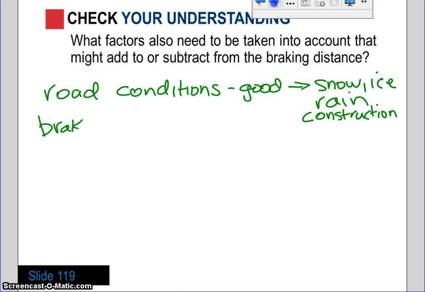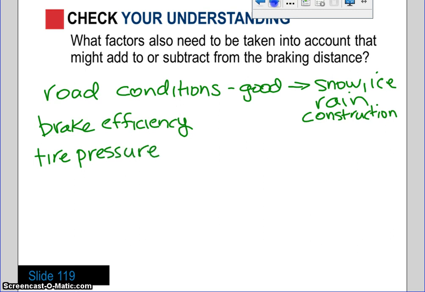We've also learned about brake efficiency. How good are your brakes? Are they wearing down? Are they old, or are they brand new? What about the tire pressure? Do you have your tires at the correct pressure so that they can have maximum impact with stopping? And then finally, what about driver impairment? Research shows that if a driver is impaired, their reaction time is stunted. So those are all things that can be impacted.